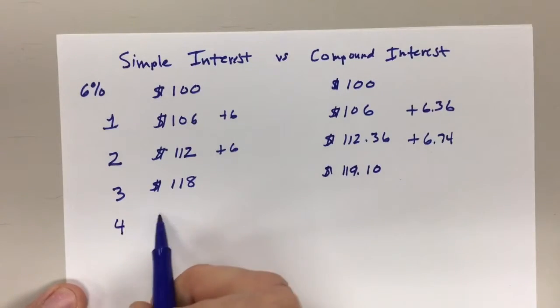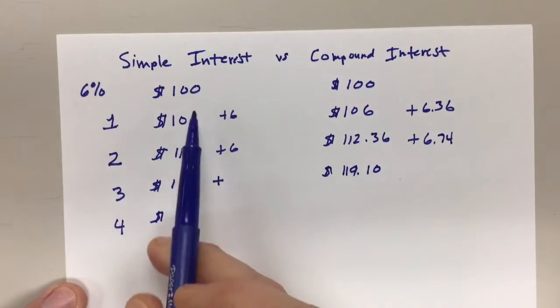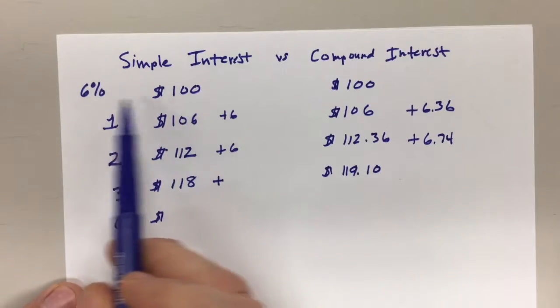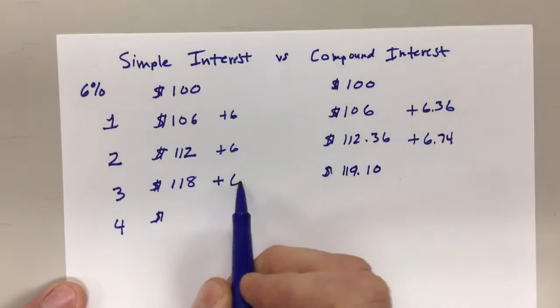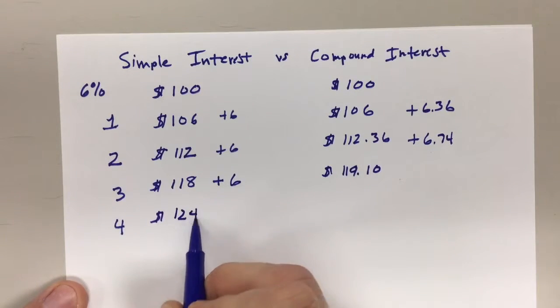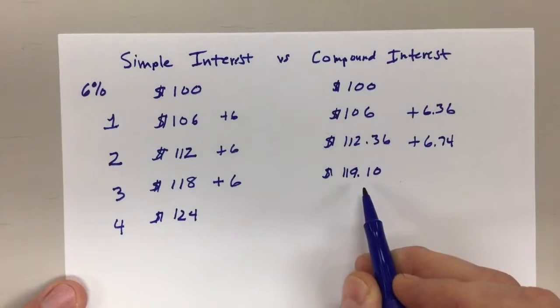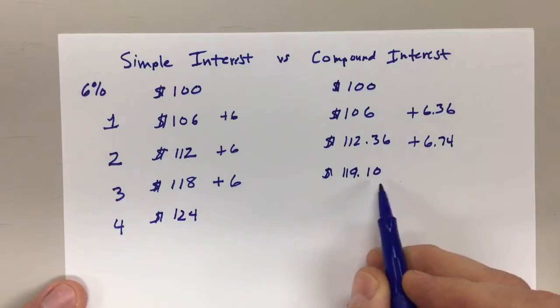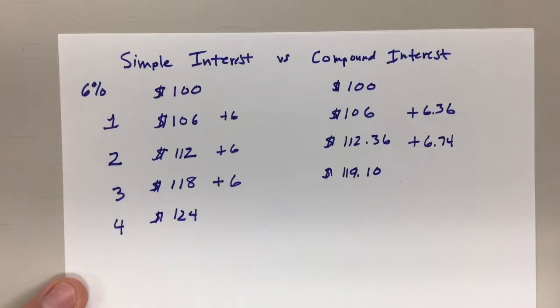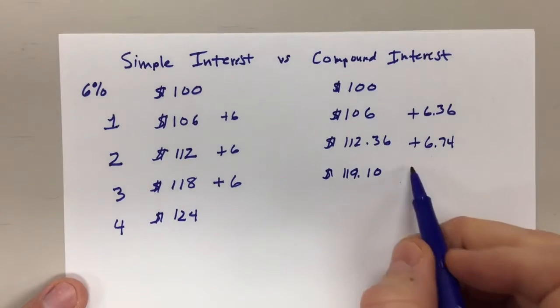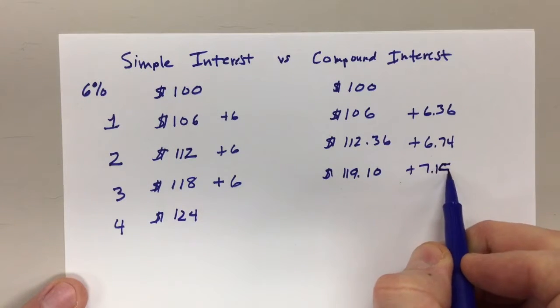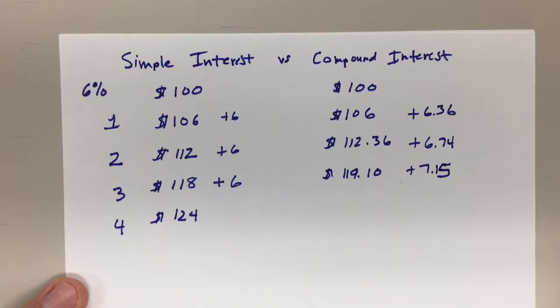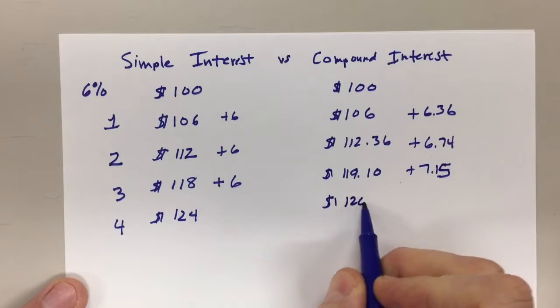At year 4, again, we would go back to our original $100 in simple interest, compute 6% of it, which is $6. We'd add that $6 to the total, giving us $124. In compound interest, however, we would take the $119.10 we have, and we would earn 6% interest on that, which is $7.14. 15 cents actually with rounding. And then that $7.15 would get added to the $119.10, giving us $126.25.